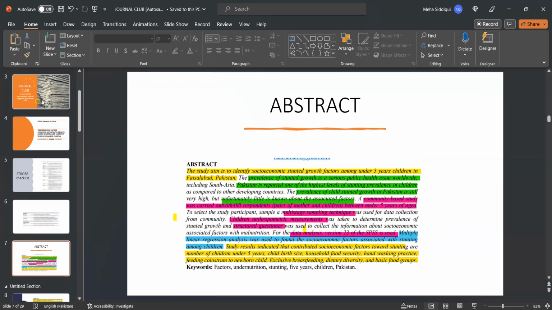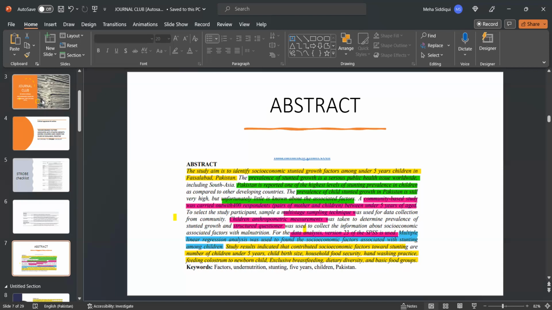factors. A community-based study was carried out with 400 respondents, pairs of mothers and children under 5 years of age. To select the study participants, a multi-stage sampling technique was used for data collection from the community. Then children's anthropometric measurements were taken to determine the prevalence of stunted growth, and a structured questionnaire was used to collect information about socioeconomic factors associated with malnutrition.